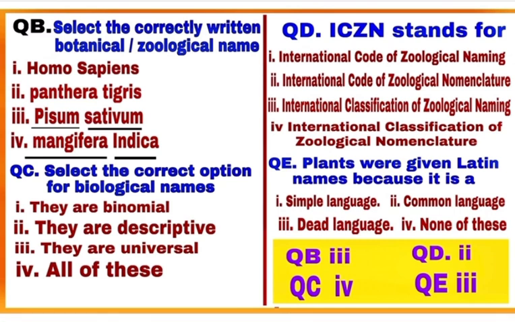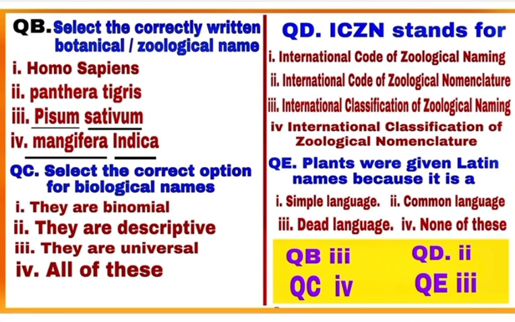Question C. Select the correct option for biological name. First, they are binomial, means have two words in their names. One is generic, another is species. This is correct. Second, they are descriptive. They indicate some characteristics of the organism. This is also correct. Third, they are universal, being used all over the world. This is also correct about biological names. So, all the 3 statements are correct. Correct option is 4, all of these. Mark 4 as a correct answer.